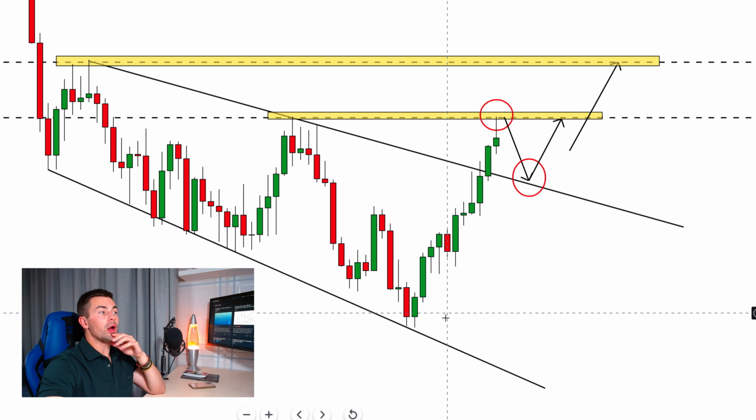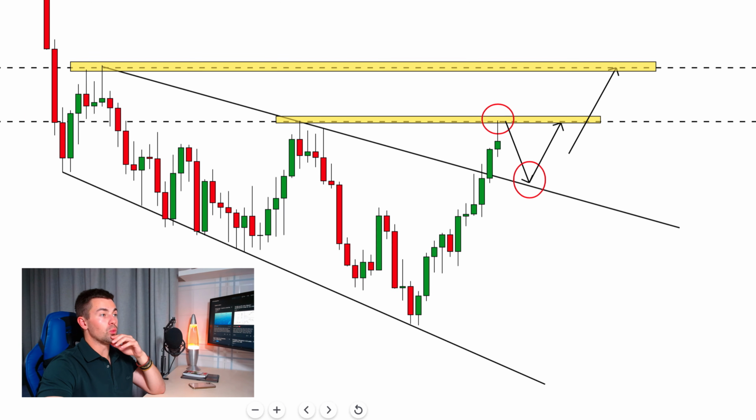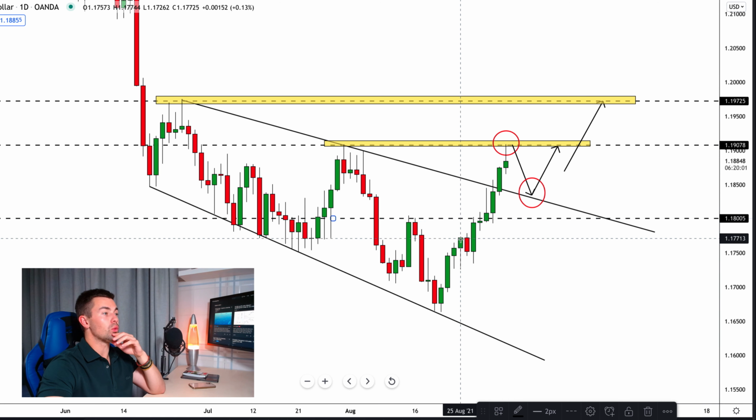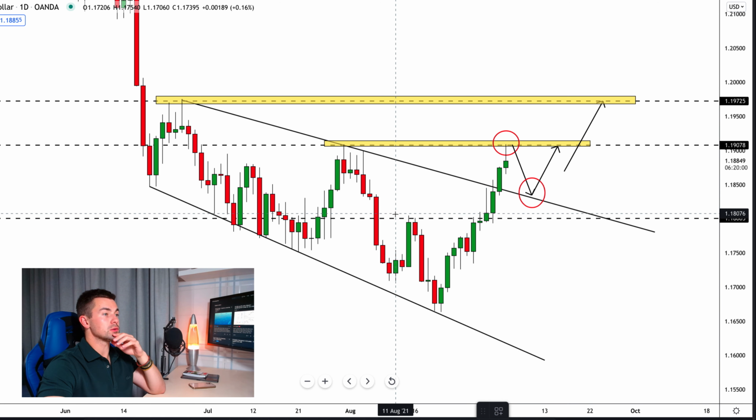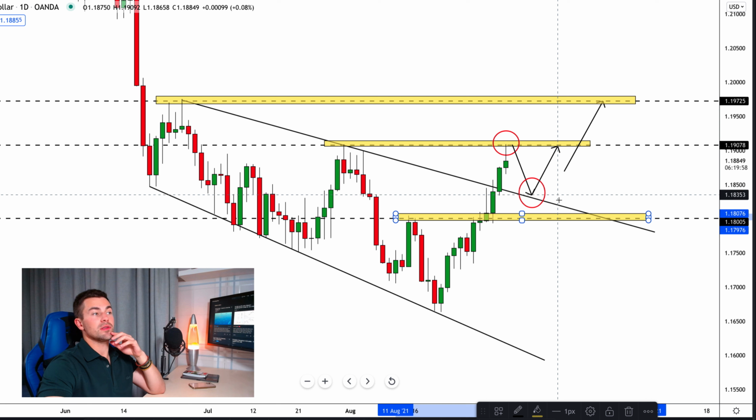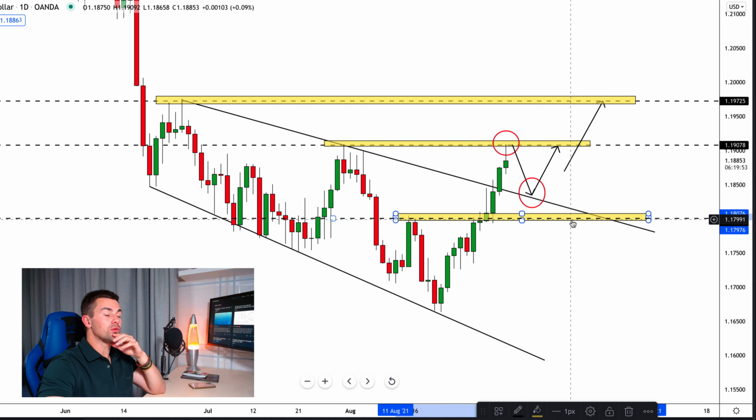Also, there is one more support for you to watch. Right here we have also one more important horizontal structure support. So in case the price goes lower, here will be the level for you to pay attention to. So I will say that again.